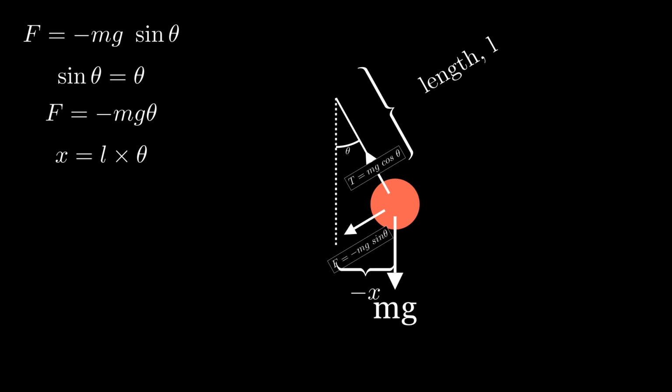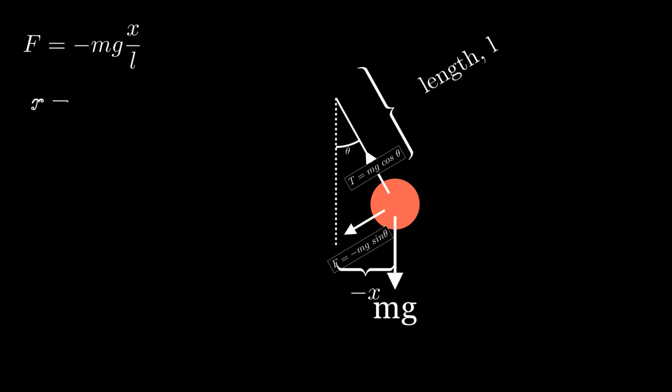As our pendulum swings, the bob traces out an arc. The length of this arc is equal to the radius L, times the angle theta in radians. So we can rearrange this to give us theta equals x over L. We can now substitute this into our equation for force, giving us F equals mgx over L.